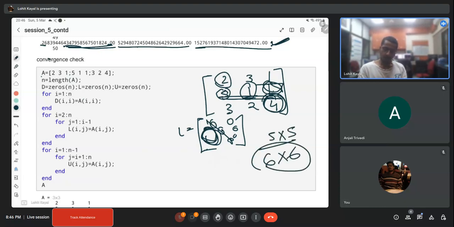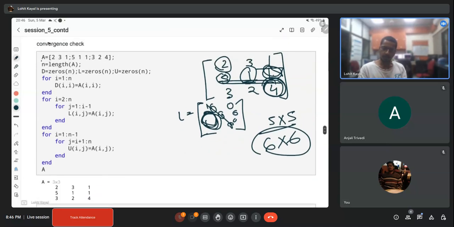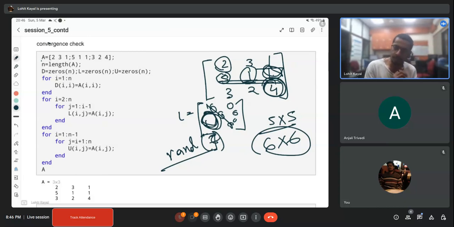You will find a command; you don't need to put these values in manually. There is a command called rand. If you put rand 7 or 8, it will generate a 7 by 7 or 8 by 8 matrix with random numbers. All those numbers will vary between 0 and 1. Use that rand command and verify this code for finding D, L and U. Finding D, L and U is necessary.